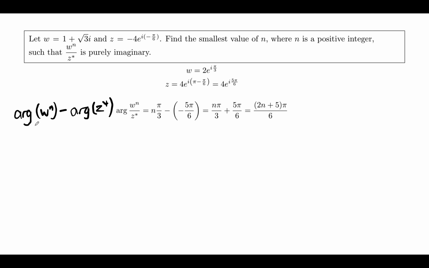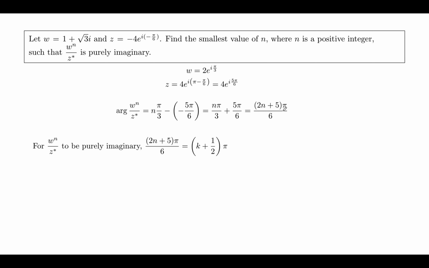Right, so the argument of w to the n is simply n multiplied by the argument of w, because if we raise this to the power of n, we are essentially multiplying this exponent by n. Okay, and the argument of the conjugate of z is simply equal to the negative of the argument of z, right? So it's equal to minus 5 pi over 6. And if we simplify it, we get (2n plus 5)/6 times pi.